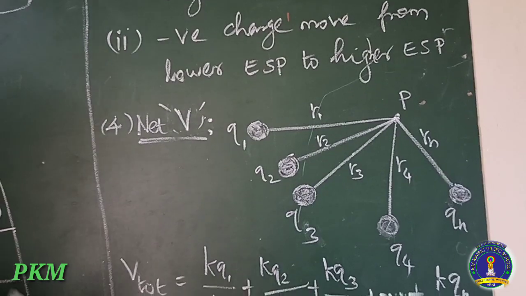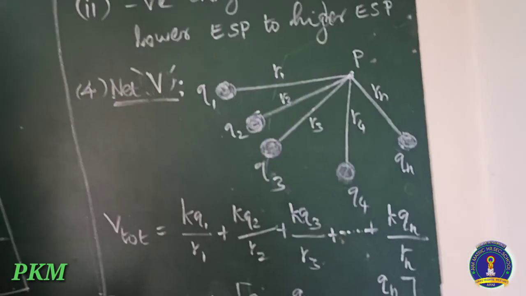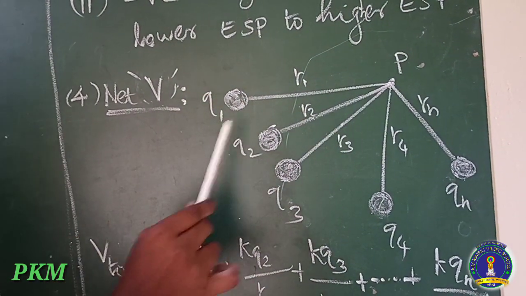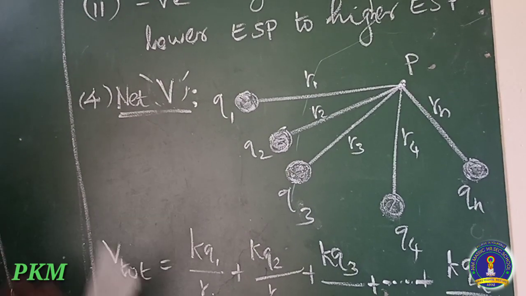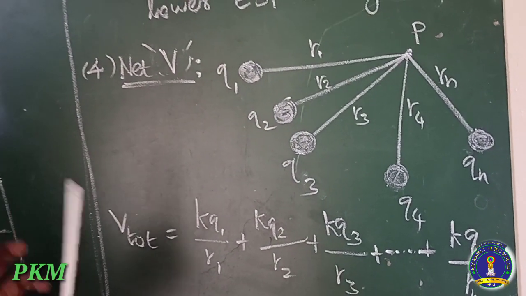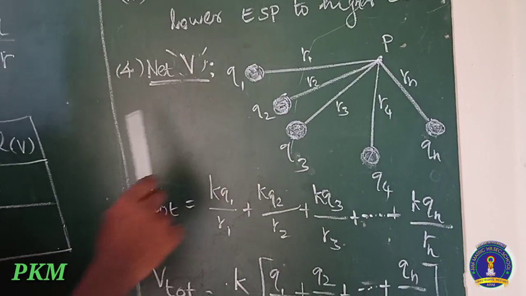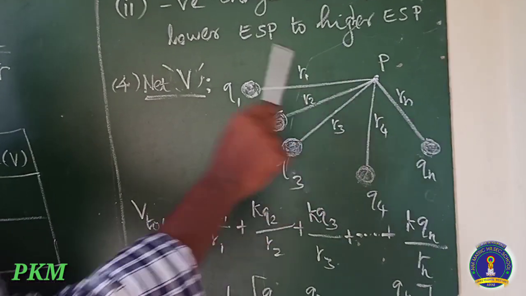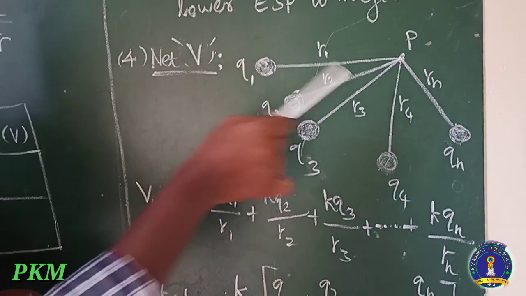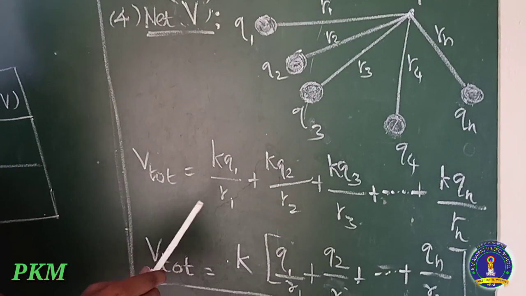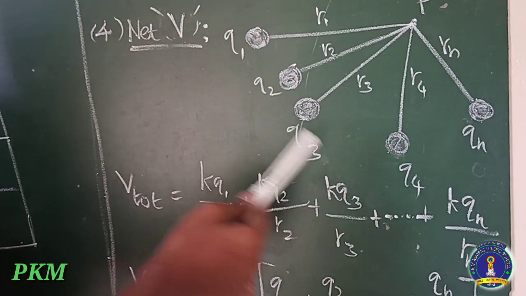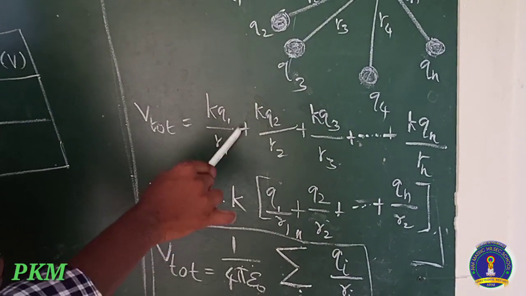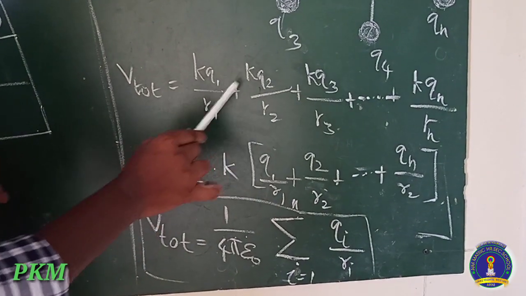For example, see this situation. Consider a point P. There are many charges. How can we find the total electric potential at point P? The total electric potential at point P due to a collection of charges is equal to the sum of the electric potentials due to the individual charges. Very simple. So V total equals kq1 by r1 plus kq2 by r2. This is the equation for electric potential.